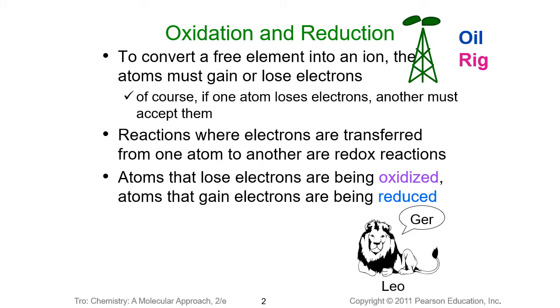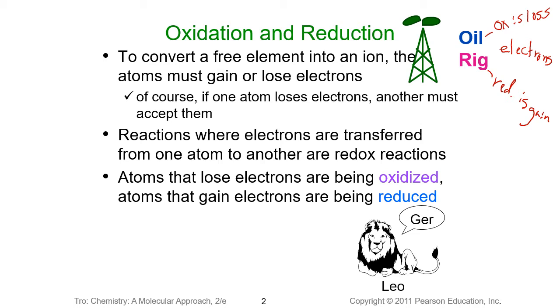If our atoms lose electrons, we say that they are being oxidized. If they gain electrons, we say that they are being reduced. And there are some helpful mnemonic devices to help you remember this. The one that I typically use is OIL RIG. Oxidation is loss, reduction is gain. So oxidation is loss of electrons, and we're always talking about electrons. Reduction is gain of electrons.